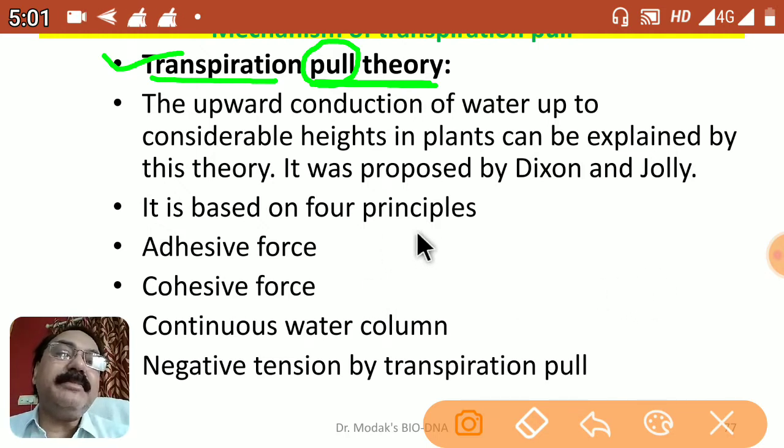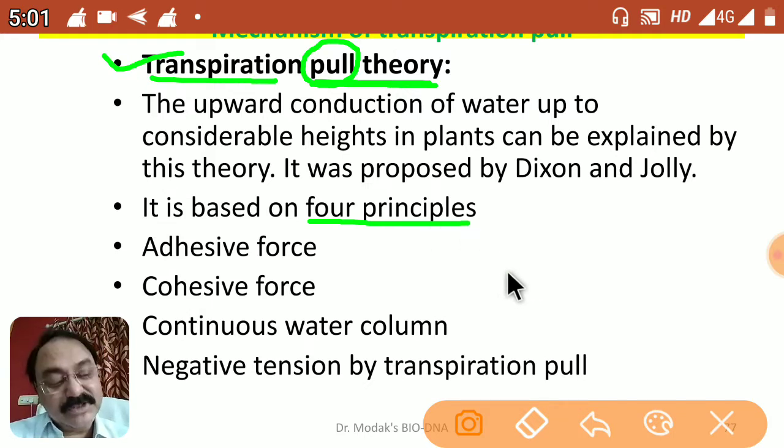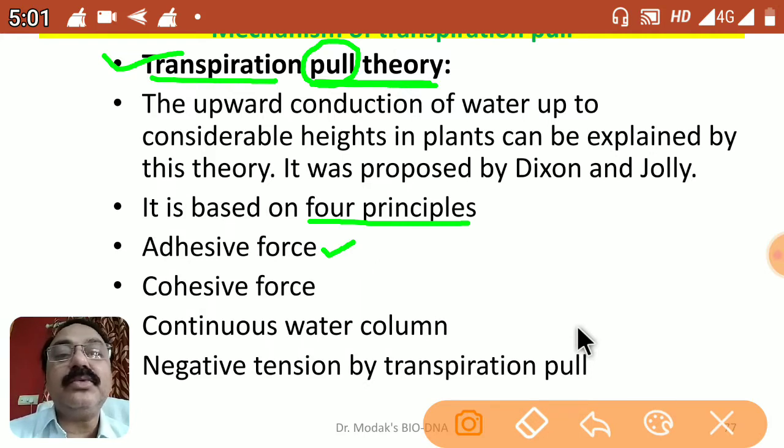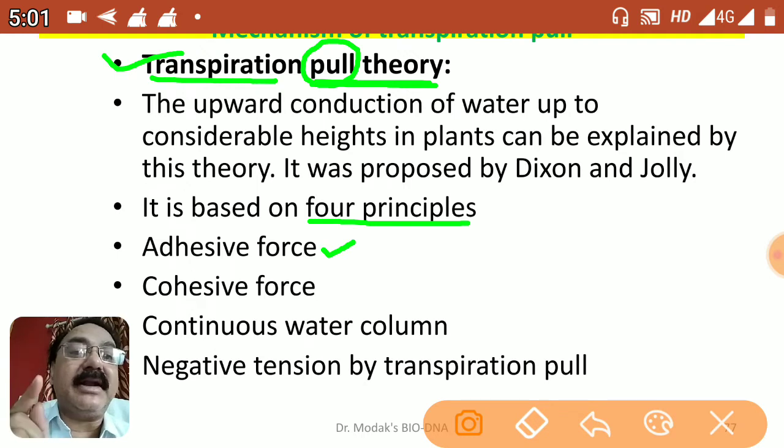This theory is based on four important principles that we have to understand. The first principle is the adhesive force. Now, what is adhesive force? It is the force of attraction between two dissimilar substances, unlike molecules. As we know, tracheids and vessels are the elements through which water is conducted. The water and the wall of the tracheids and vessels have a kind of attractive force between them, and that we call adhesive force.